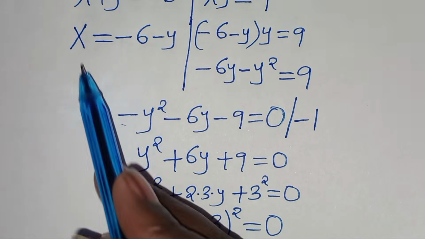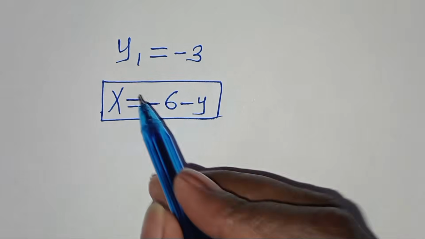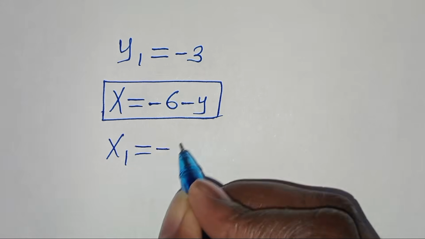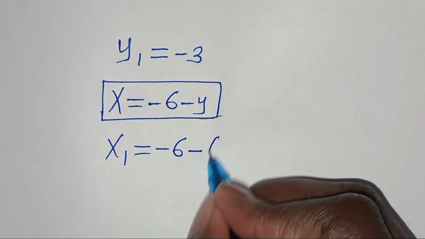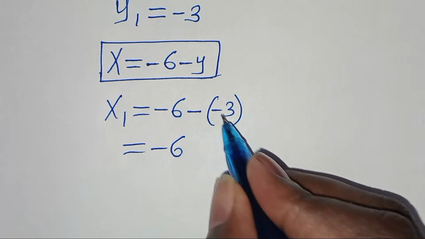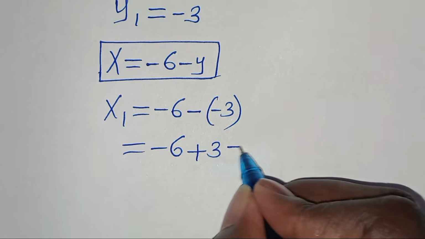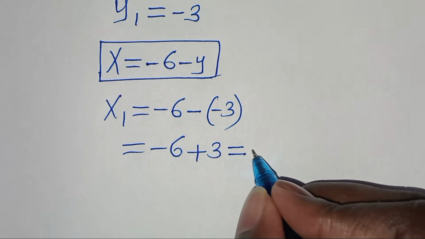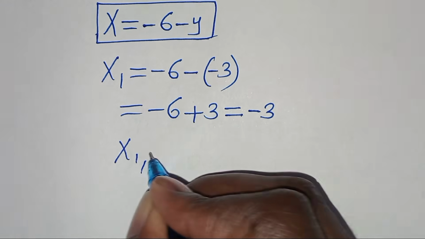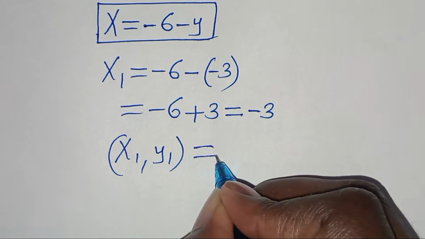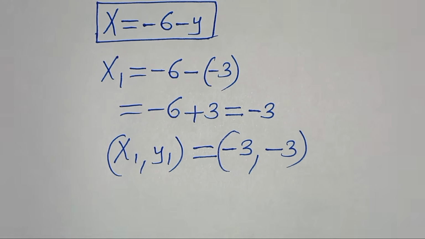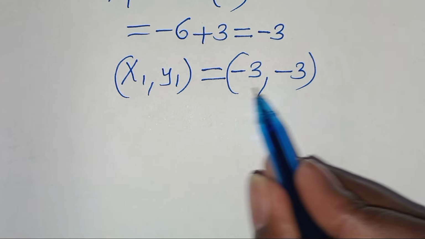Let's solve for x here. Now we have y1 is equal to minus 3. Let's substitute here so that we have x1 is equal to minus 6 minus y1, which is minus 3. So this is minus 6, minus times minus 3, this is plus 3. And this is equal to minus 6 plus 3, this is minus 3. So this means that x1, y1 is equal to minus 3, minus 3. Now this is the first set of solution that we have.